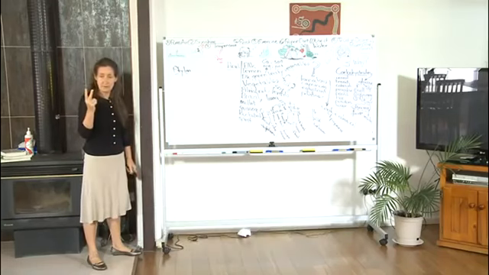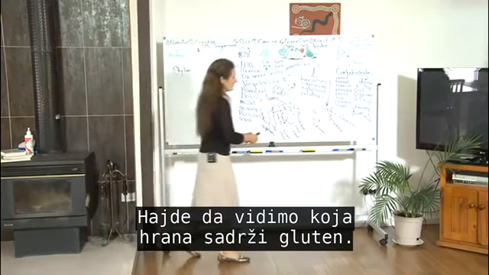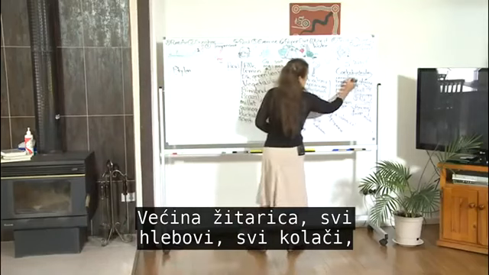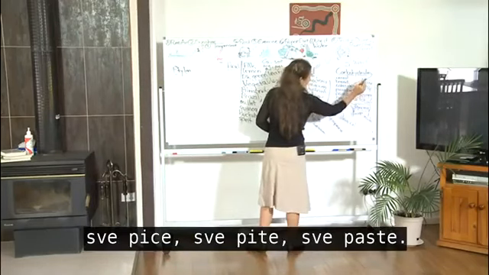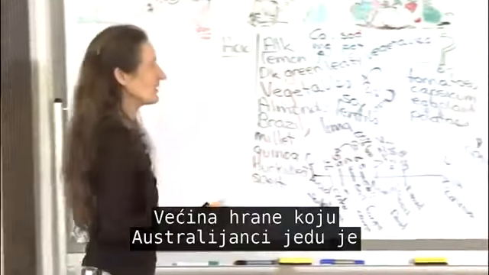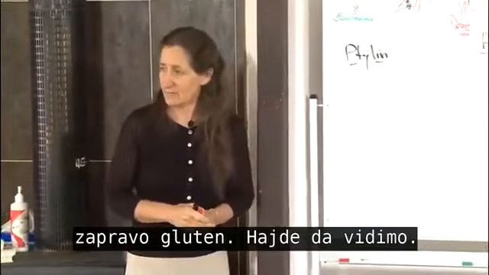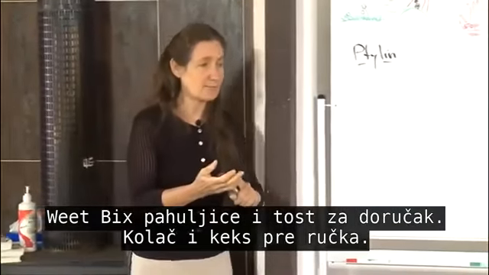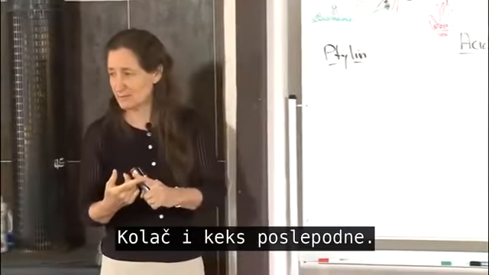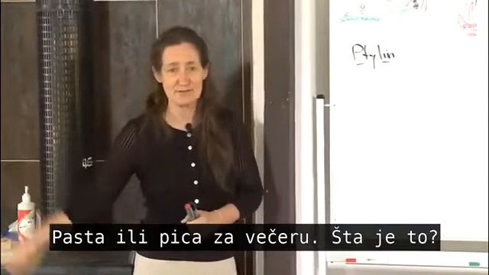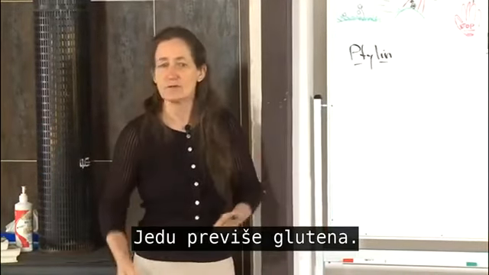Number 2, Aussies overdo gluten. Let's have a look at how many of these foods have gluten. Most cereals, all breads, all cakes, all pizzas, all pies, all pastas. The majority of the food that Aussies eat is gluten. Let's have a look. Weet-Bix and toast for breakfast, cake or biscuit mid-morning, sandwiches or pies for lunch, cake or biscuit mid-afternoon, pasta or pizza for tea. What's that? 100% gluten. It's just overdoing the gluten.